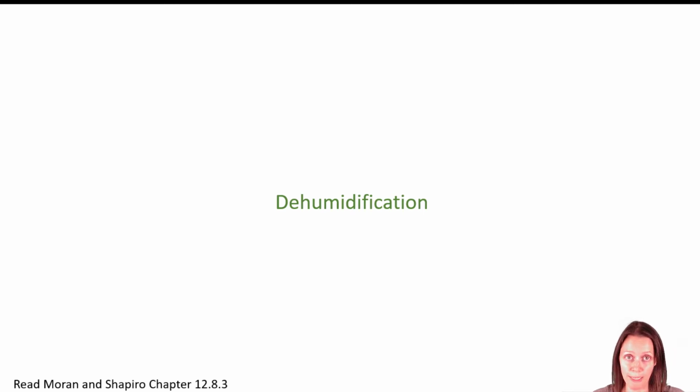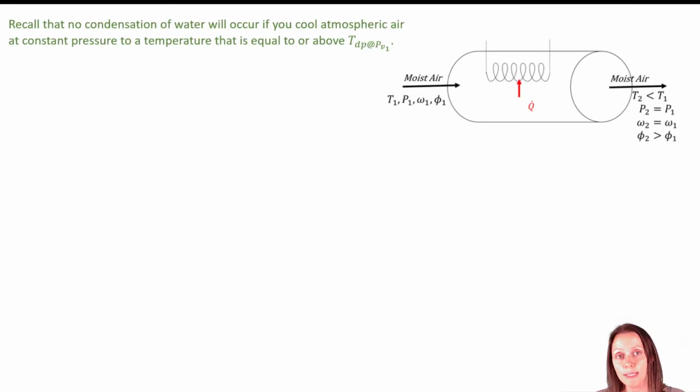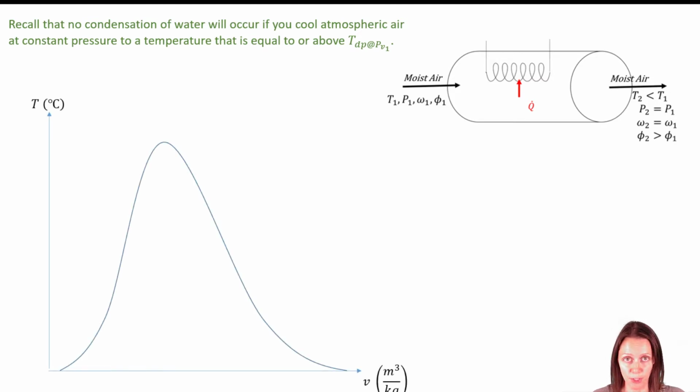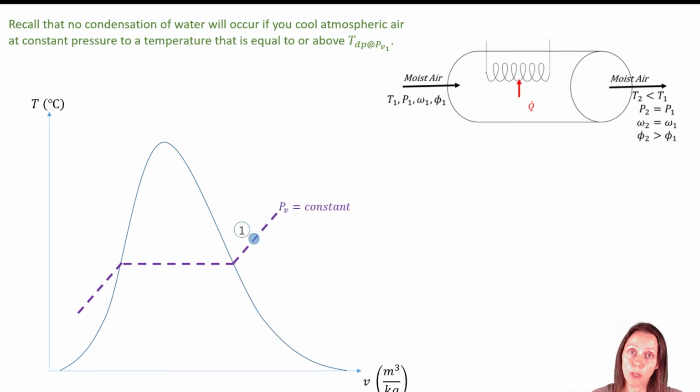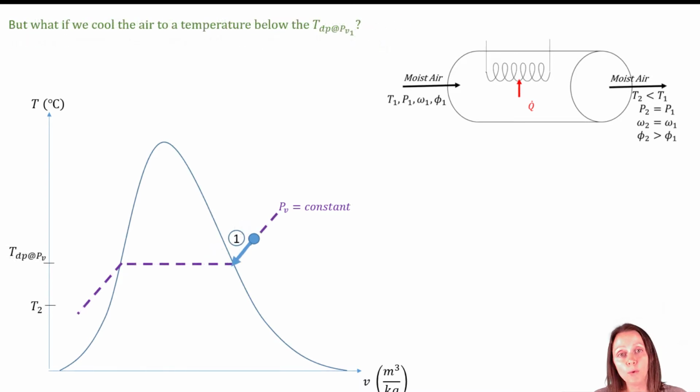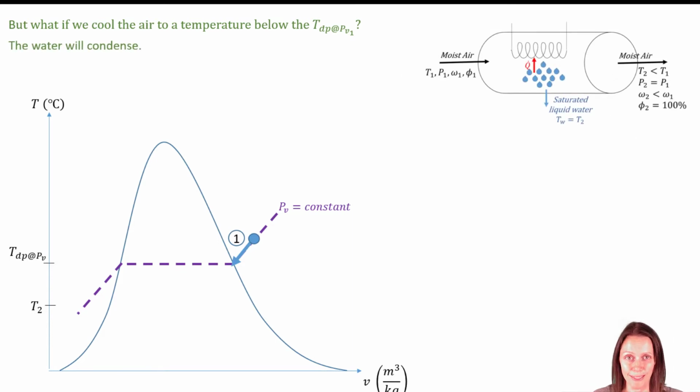In this segment we're going to talk about dehumidification. In the previous segment, we talked about simple heating and cooling, and we said that if we cooled atmospheric air at constant pressure, as long as we didn't cool below the dew point temperature, so we're at or above the dew point temperature, we won't see any condensation. But what if we cool below the dew point temperature? Well, in that case, of course, we do have condensation.